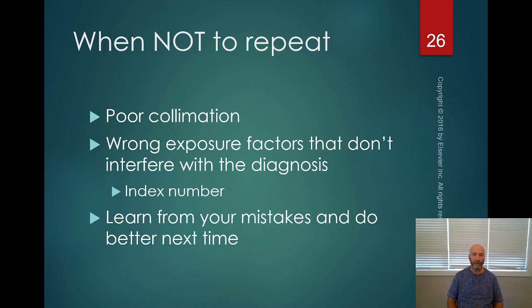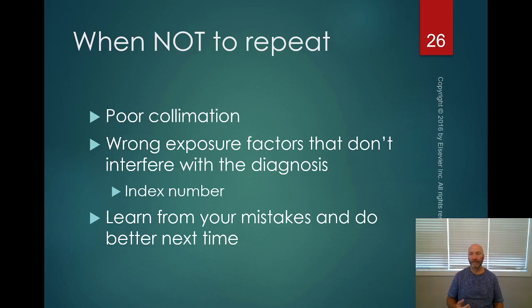So wrong exposure factors that don't interfere with the diagnosis. So things like if you use too high of a KVP, which there's evidence that you almost can't do that now within a reasonable range. If you use too high of a KVP, then no. If your index number indicates that you overexpose the patient just a little bit, then no. Because again, you're going to go back in, you're going to make another exposure on the patient, and again, you're going to more than double the patient's dose.